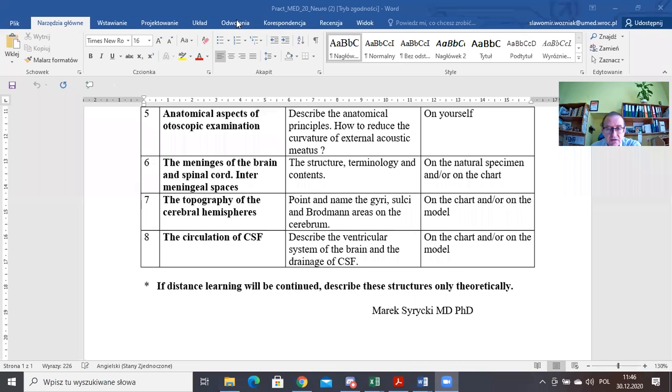And this one, the topography of the cerebral hemispheres. Point and name the gyri, sulci, and Brodmann areas on the cerebrum, on the chart or on the model. Okay, so if you've got the model, you have to point with what you've got here, what you've got here, what you've got here. Point and name the gyri, sulci, and Brodmann areas on the cerebrum.